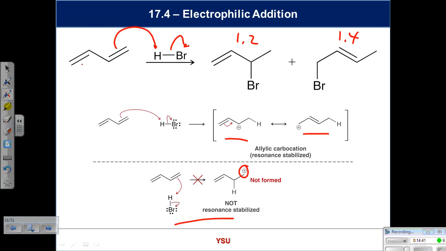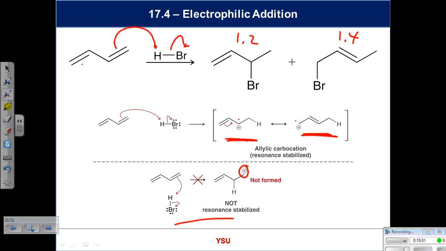It's too far away from the pi bond to actually get any help from the pi bond. So you're not going to see that product at all. What we are going to see is the potential now for this carbocation, stabilized through resonance, to have 2 positive carbons. Or let's say 2 delta positive carbons, because it's 1 positive charge shared over the system.